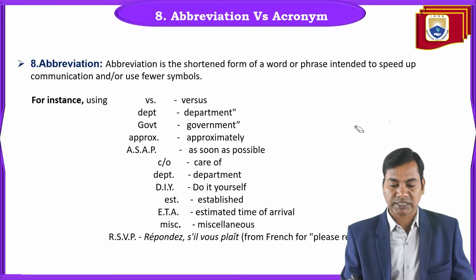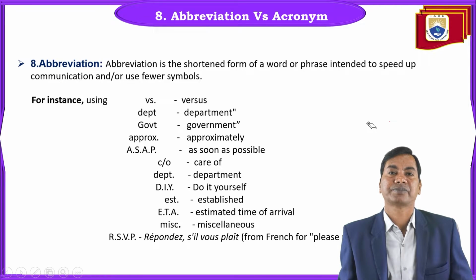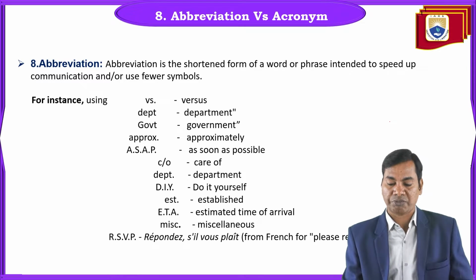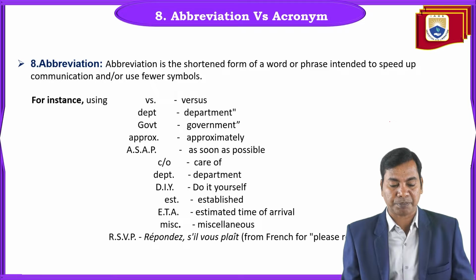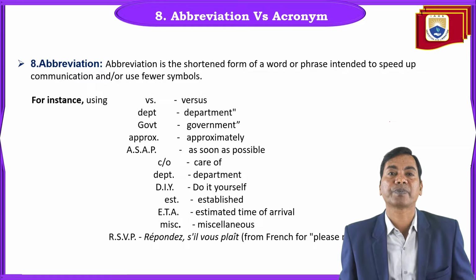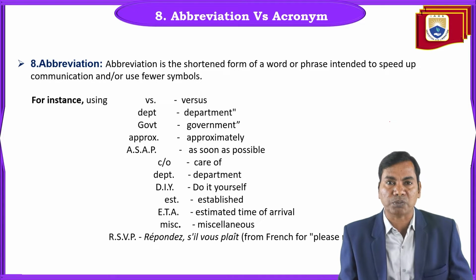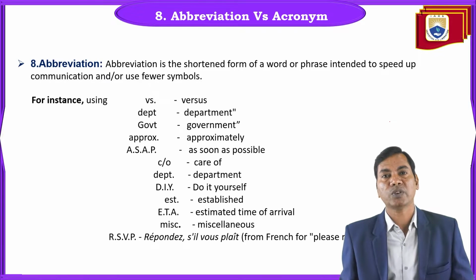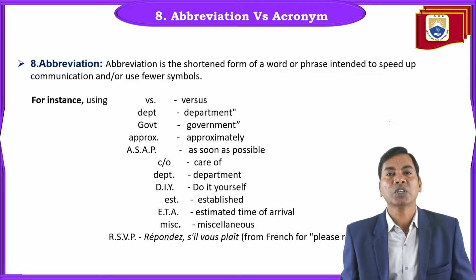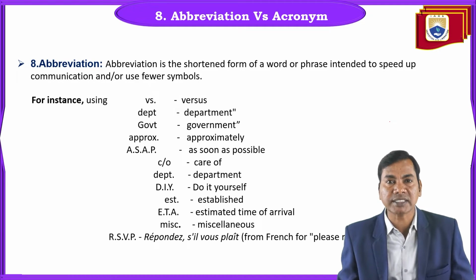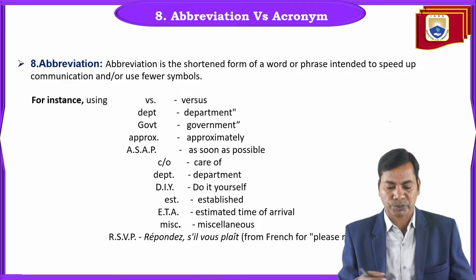So what is an abbreviation? An abbreviation is the shortened form of a word or phrase intended to speed up communication and or use fewer symbols. So abbreviations are shortened forms. Why do we use shortened forms? To speed up communication. Especially in written communication, we use these abbreviations.